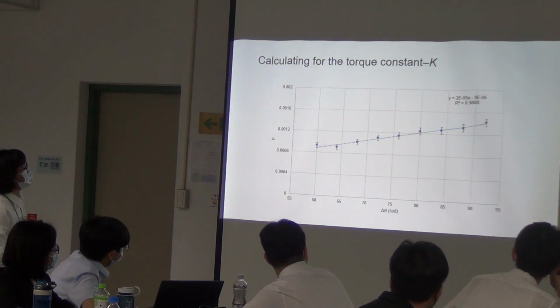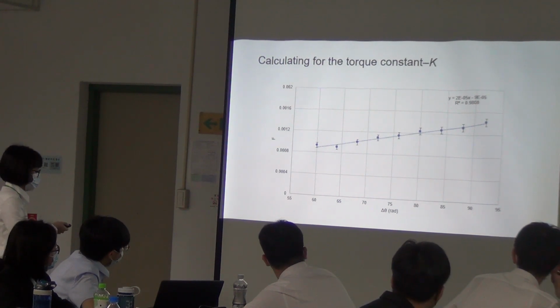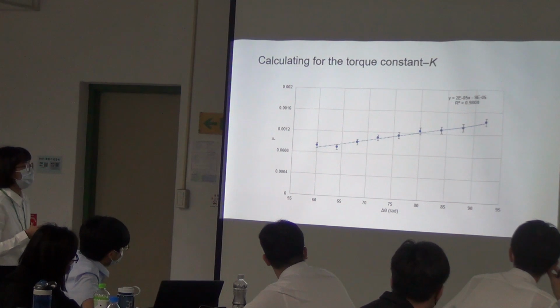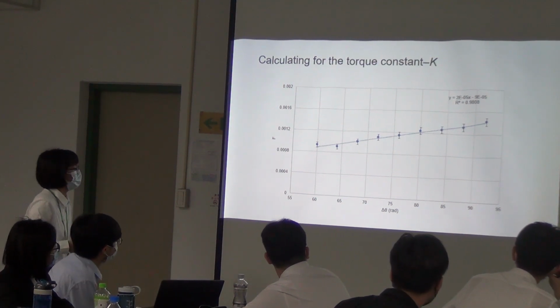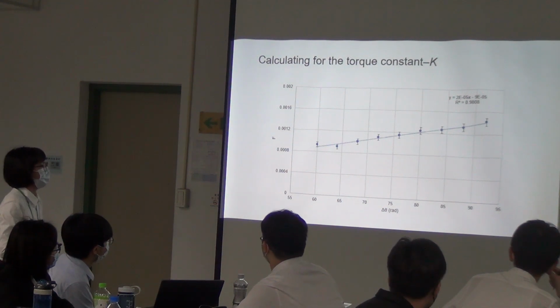This is the calculation for the torque constant. F equals K over R times sin theta. And this is the sin theta, and we change this into radians.